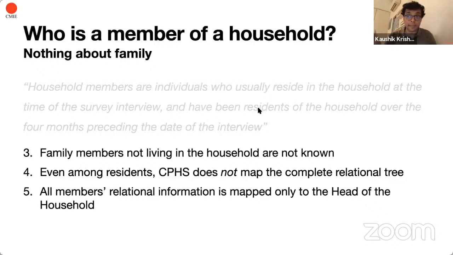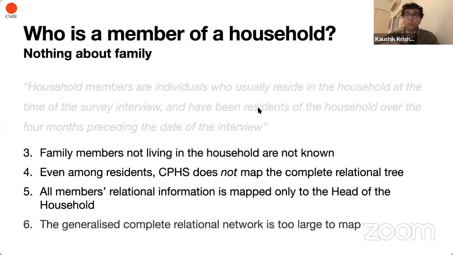Because in a generalized setting where we allow even for non-family members to live together, the huge, complete, arbitrary relational network is far too large to store and to map for every single one of the 177,000 plus households in the survey. So what we do instead is we map everybody to the head of the household. But that's something that can be done, and that's a place where we can accommodate both family blood relations as well as non-family non-blood relations, like for example, live-in help or roommates or paying guests.